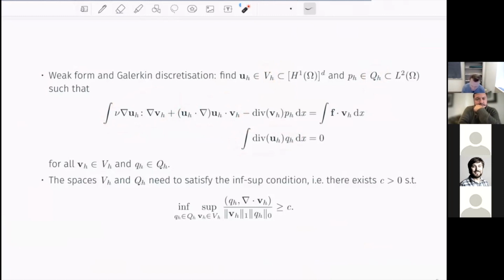And we can't just pick any spaces. These spaces need to satisfy a certain condition, the so-called inf-sup condition. Essentially, what this means is that the velocity space needs to be large enough, or phrased differently, the pressure space can't be too large. But that's not crucial to this talk.